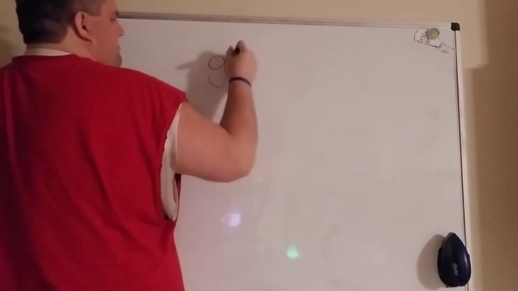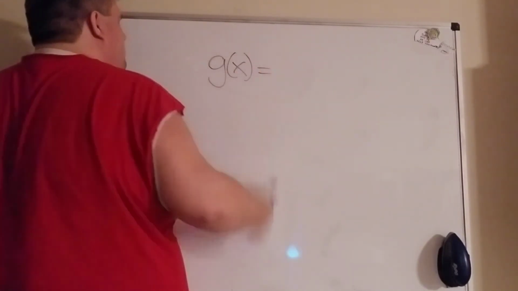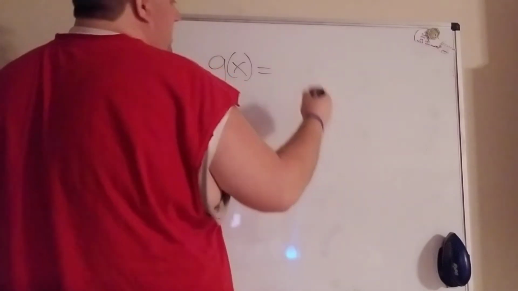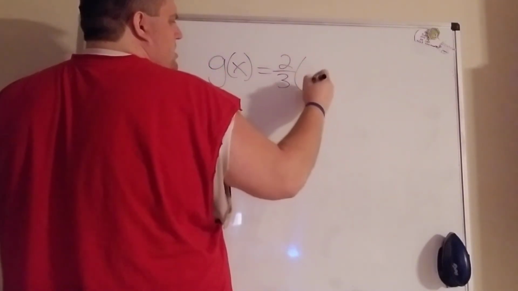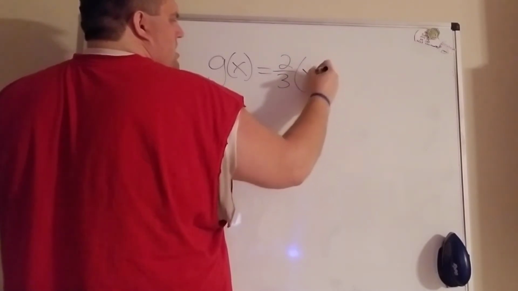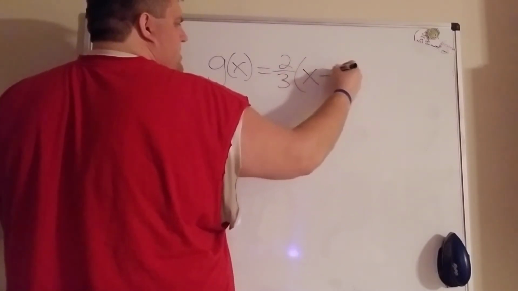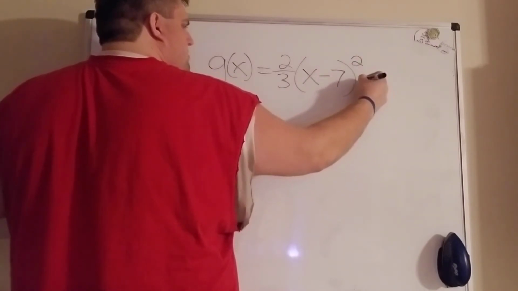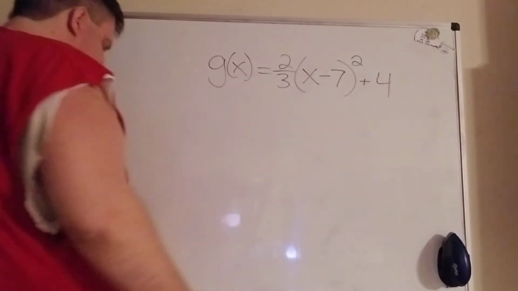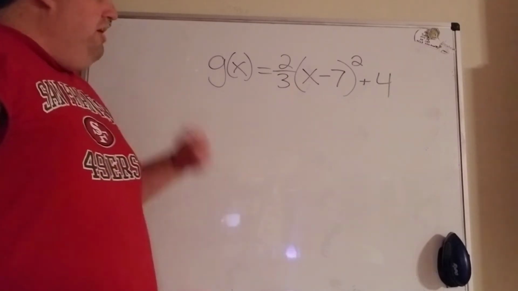So if I told you that g of x equals 2/3 (x minus 7) squared plus 4, I look at my shifts.